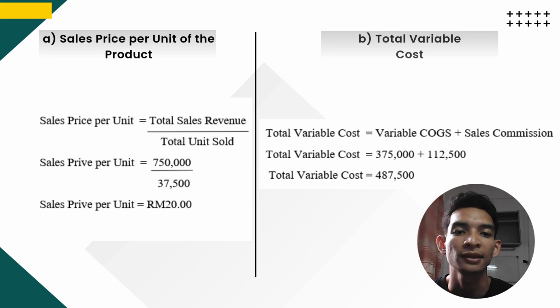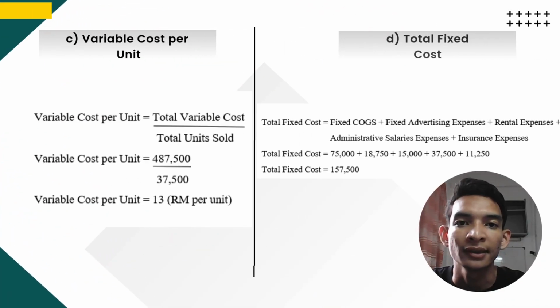For question B, it is total variable cost. The formula is variable cost of goods sold plus the sales commission. Variable cost of goods sold is 375,000, plus the sales commission, which is 112,500, and the total, or the answer, is 487,500.